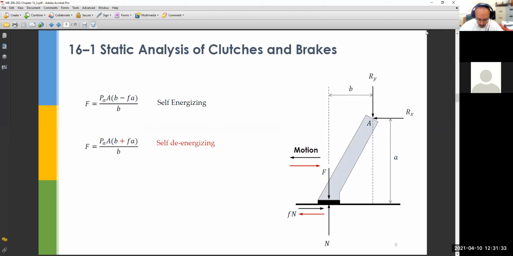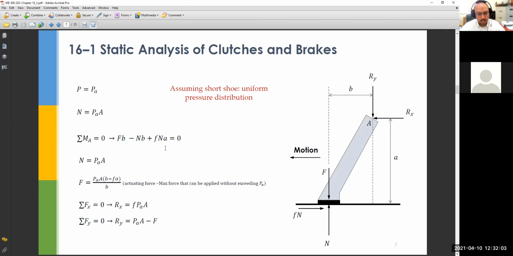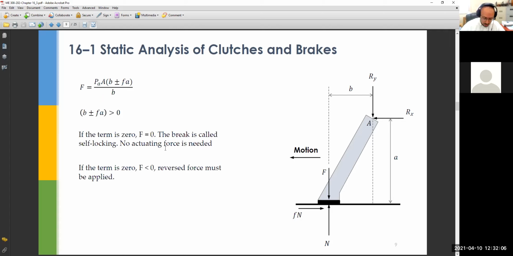Okay, so what I was saying, we will get a self de-energizing. Self de-energizing means that when you apply the force, somehow you end up needing more. You just need to put more. That term is a plus, which means that you need to put more. The F has to be more in order to reach PA. You got that? This idea of self-energizing, self-de-energizing is very important.